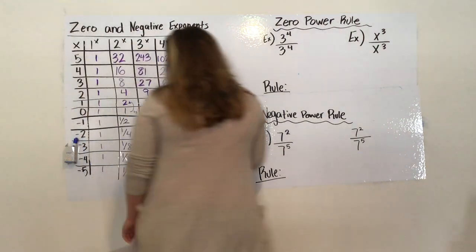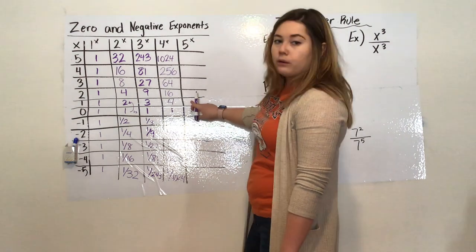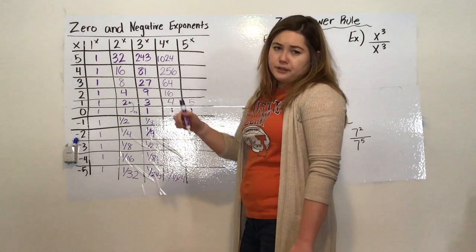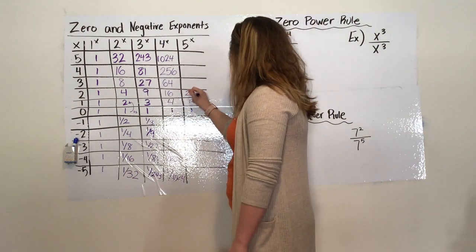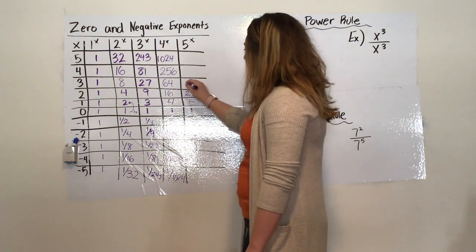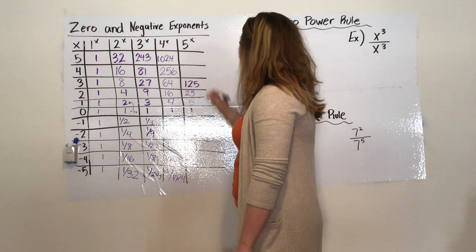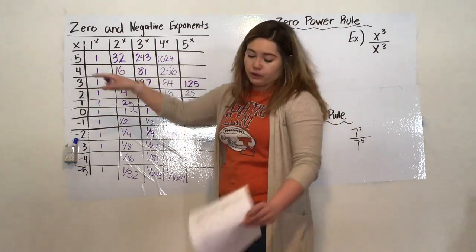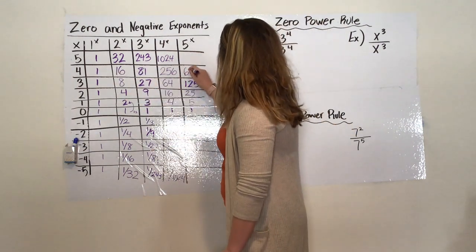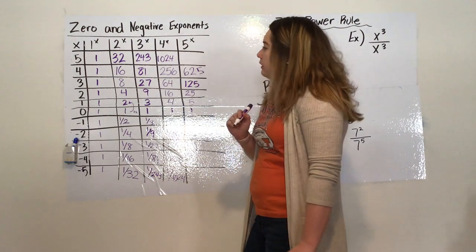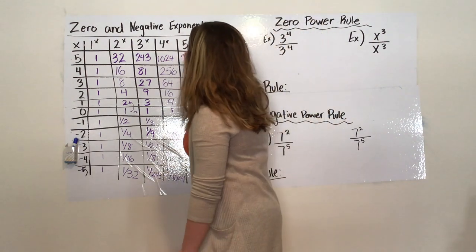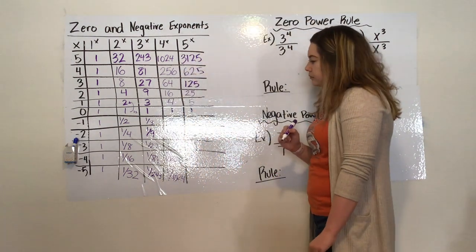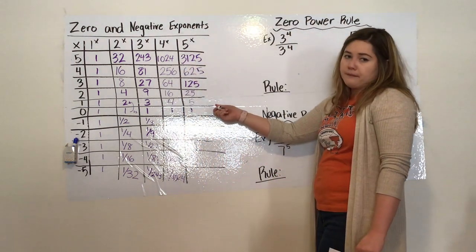Last one, it's 5 to the power of x. Same thing, I'm gonna start with the positives. So 5 to the power of 1 is 5. 5 to the power of 2 is 25. 5 to the power of 3 is 125. 125 times 5, or 5 to the power of 4, is 625. And then 5 to the power of 5 is 3,125. Right?